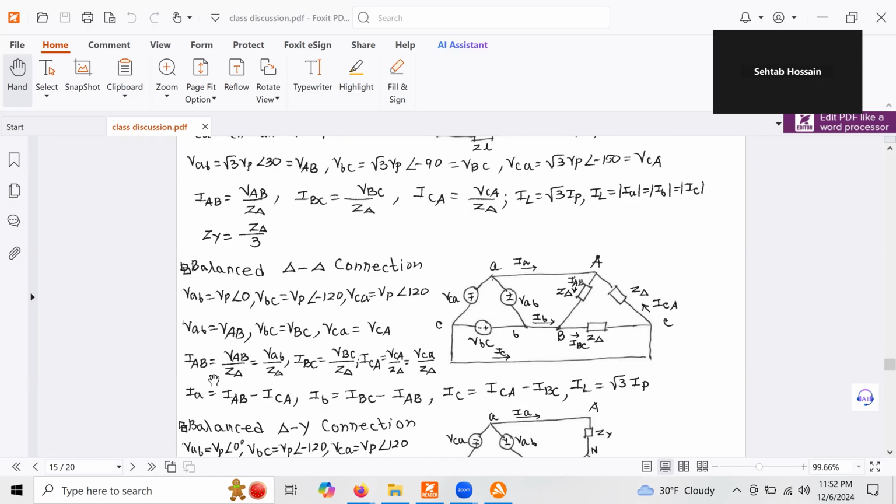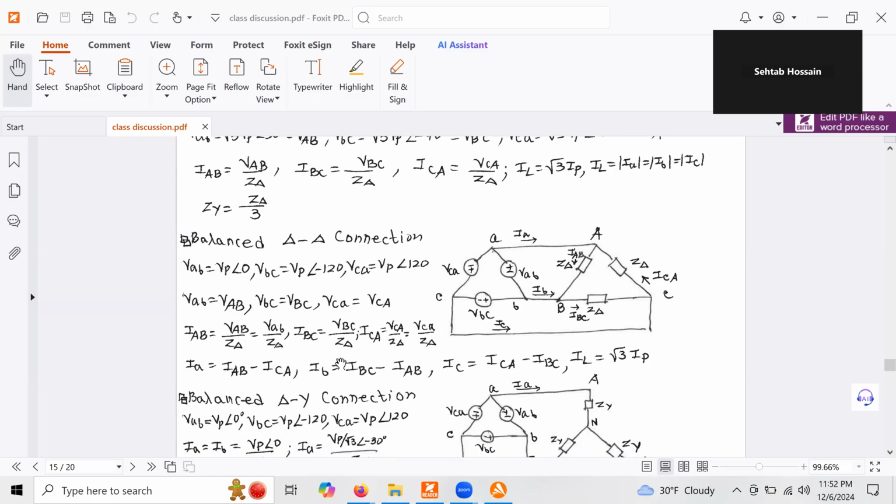So IAB equals capital VAB over Z delta, the small VAB over Z delta. And for the line current IA, this is IA. IA will be equal to IAB minus ICA over here, because we apply KCL at this capital A node. The same goes for IB and IC; we just apply KCL at the nodes and we will get it. And for the line current, IL will be equal to root 3 times the phase current.